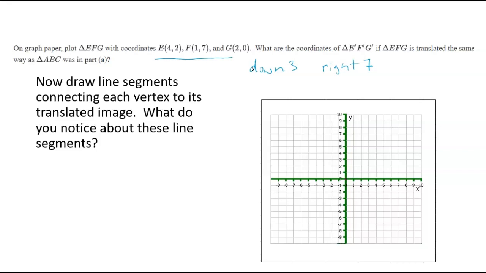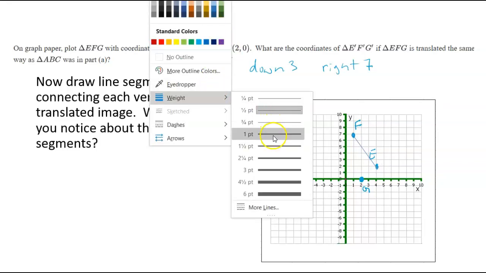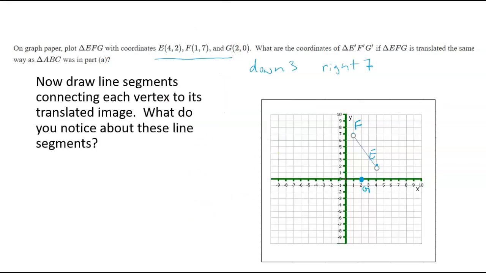So 4, 2 is right here. 1, 7 is right there. And G is at 2, 0, which is right there. All right, so then I'm going to connect my points together and make a lovely triangle, and make it a little bit thicker so we can see it.